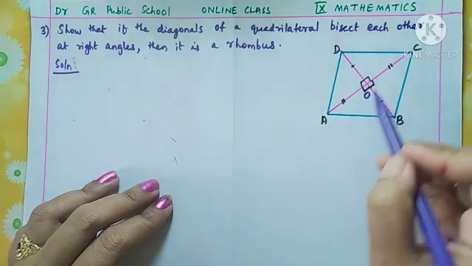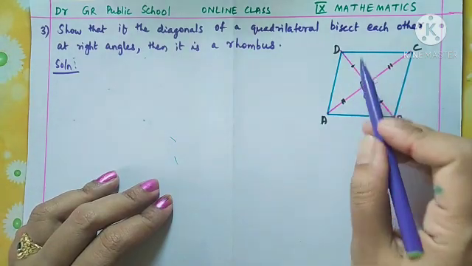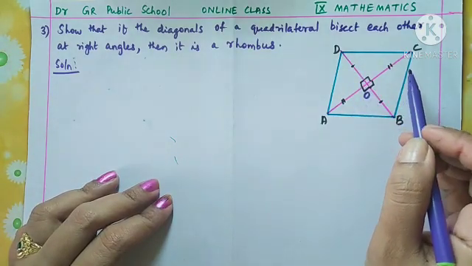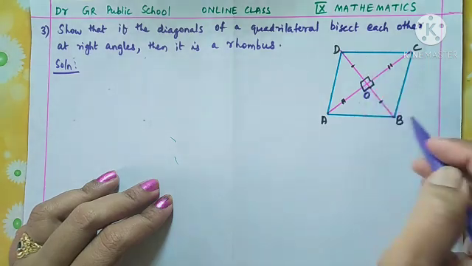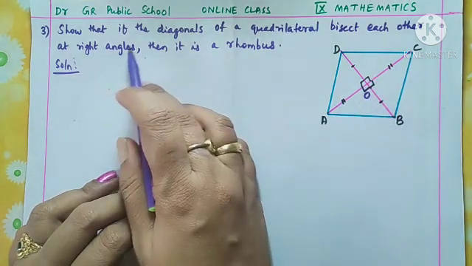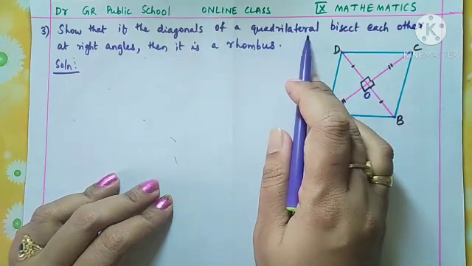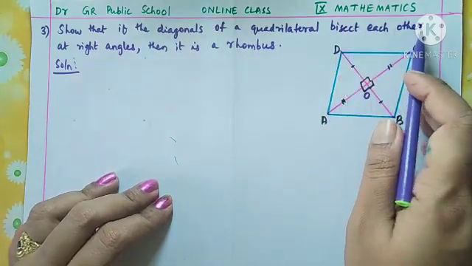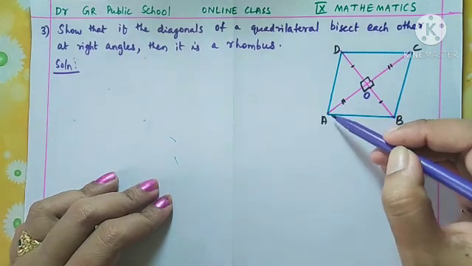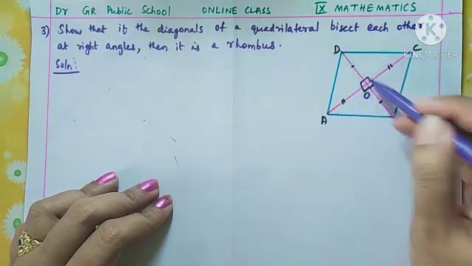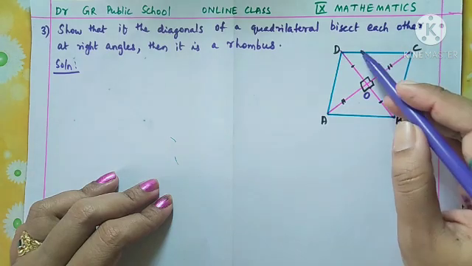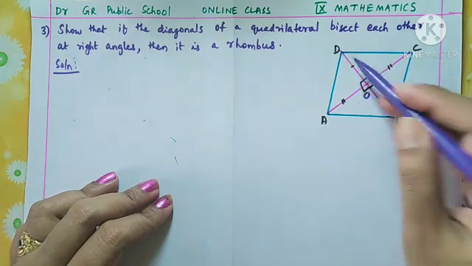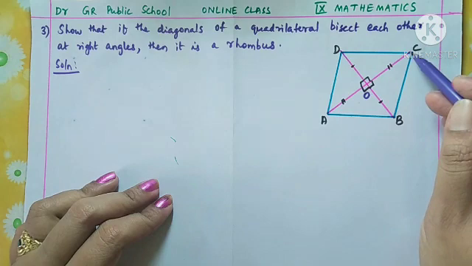Okay. So here a quadrilateral we can assume ABCD. Yes. Now you know it has 4 angles, 2 diagonals. Now here what is given? If the diagonals of this quadrilateral bisect each other, what is the meaning? AC and BD are the diagonals. So AC diagonal bisects BD and BD diagonal bisects AC.